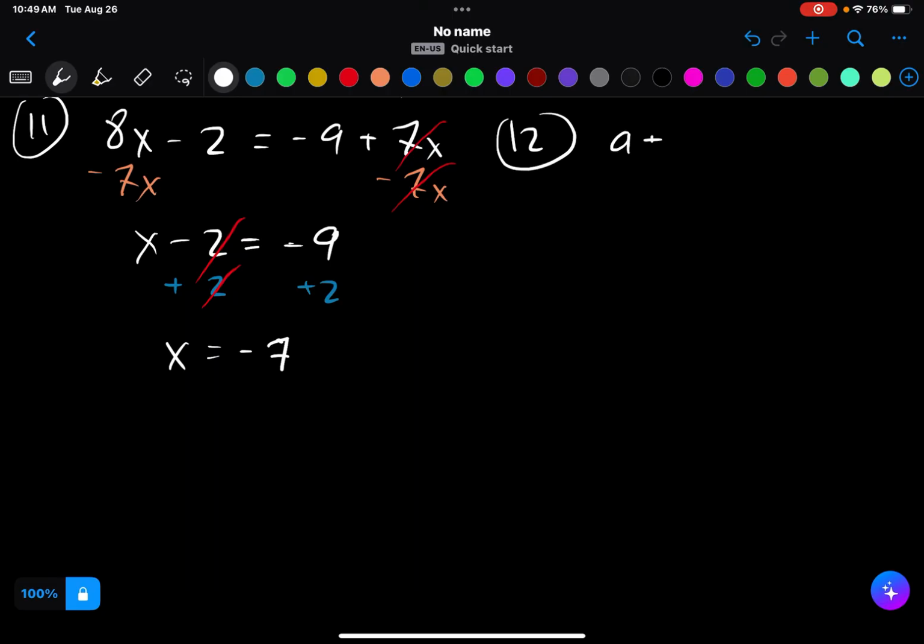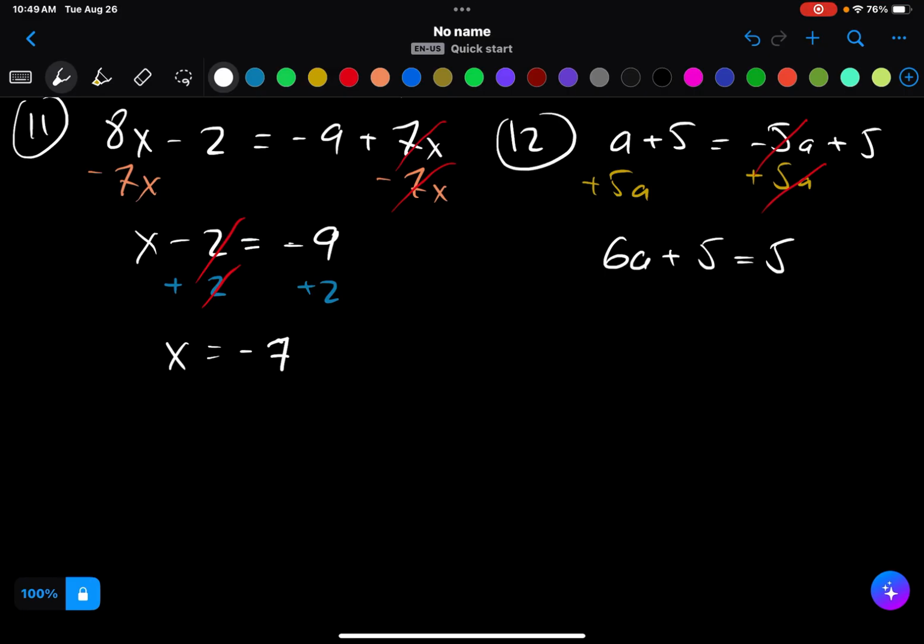12 is a plus 5 equals negative 5a plus 5. All right. Well, go ahead and get rid of one of the a's. And in this case, you might be tempted to get rid of the a on the left side, but technically speaking, the negative 5a is the smaller one. So I'm going to add 5a to both sides. So these are gone. So now 6a plus 5 equals 5.